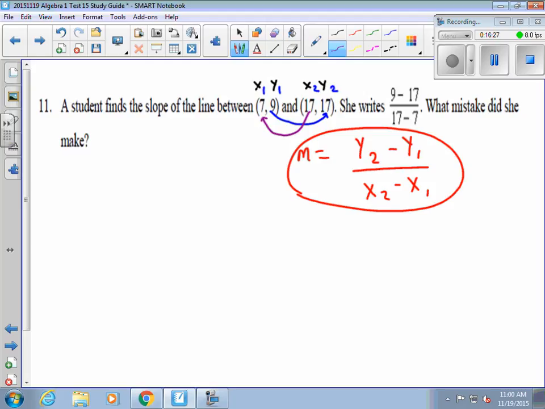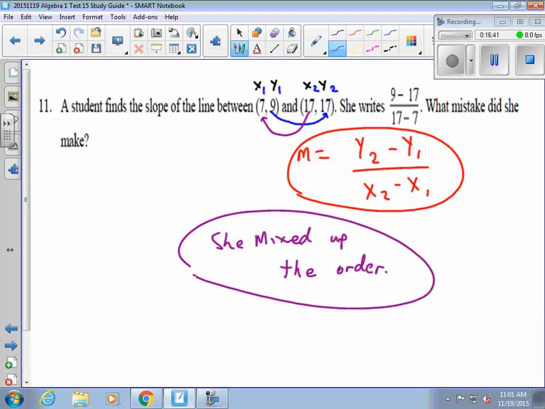So to put that in words, she mixed up the order. She needs to follow the slope formula, y sub 2 minus y sub 1 over x sub 2 minus x sub 1. So she should have done 9 minus 17 over 7 minus 17, or 17 minus 9 over 17 minus 7. It would have come out to be the same thing.